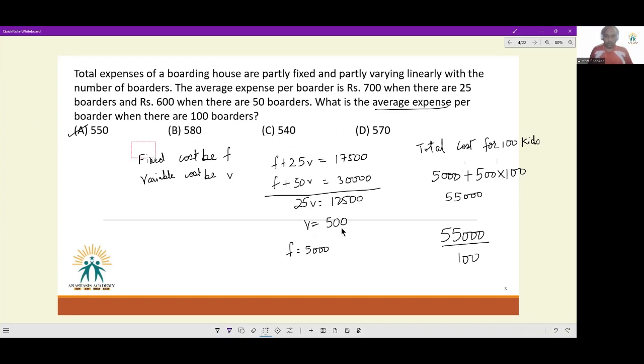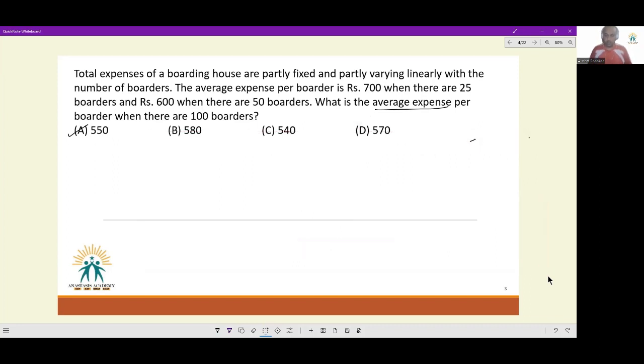just that it is slightly long. The smarter way, or the more accomplished way, of handling this is knowing that the fixed cost will remain the fixed cost. Can I say boarders, average cost, or total cost? Just list it out. 25 people here. Here I have 17,500. Sorry, average cost is 700, and for 50 boarders, the average cost is 600, and for 100 boarders, we have to figure out the average cost.